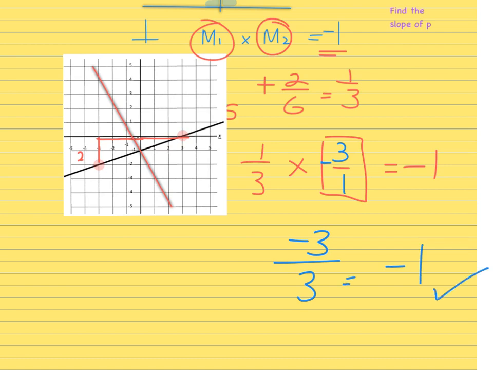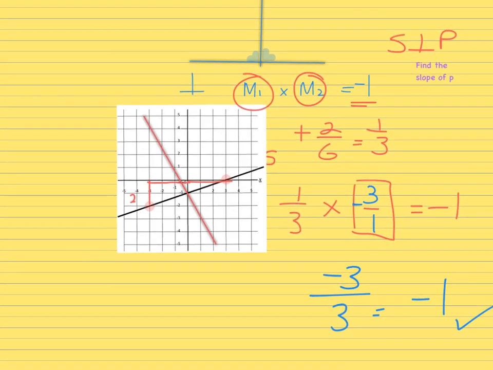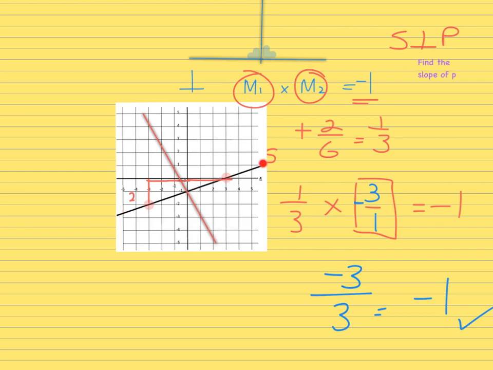So whatever else we know about the line, if this is the line S, and if we're asked to find P, and P is perpendicular to S, then what we're going to do here is flip it upside down, make sure we get -1, and hey presto, we've got our answer.